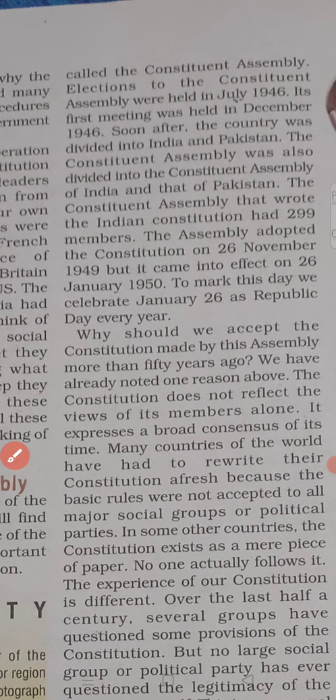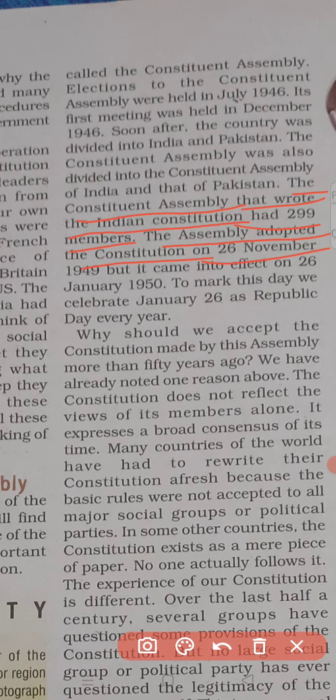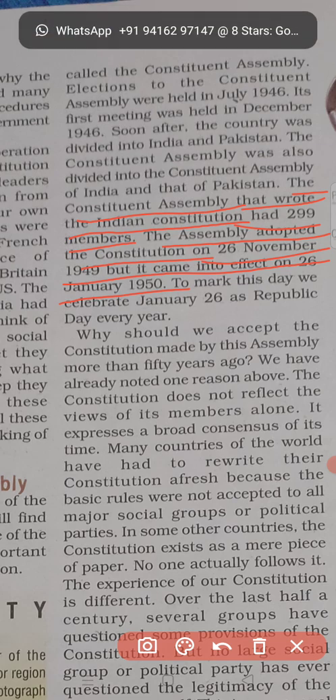And the next, write briefly about the Indian Constituent Assembly. The Constituent Assembly of India that wrote the Indian Constitution had 299 members. The Assembly adopted the Constitution on 26 November 1949, but it came into effect on 26 January 1950. To mark this day, we celebrate 26 January as the Republic Day every year.